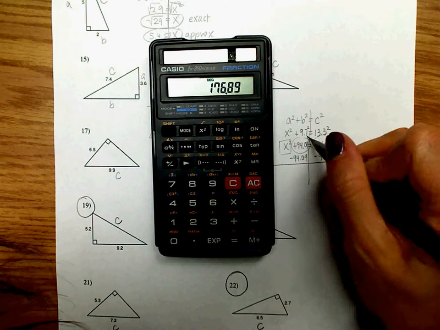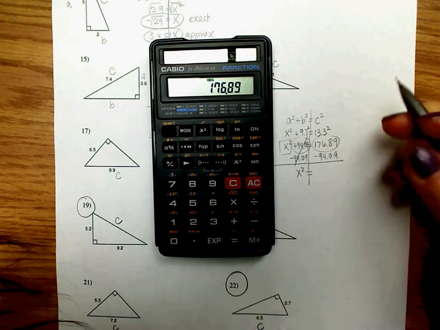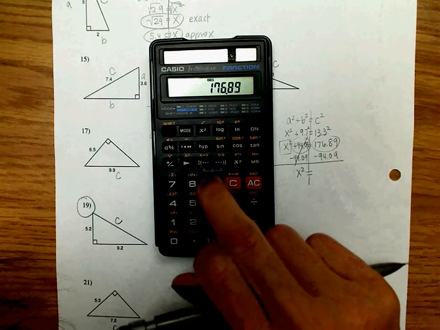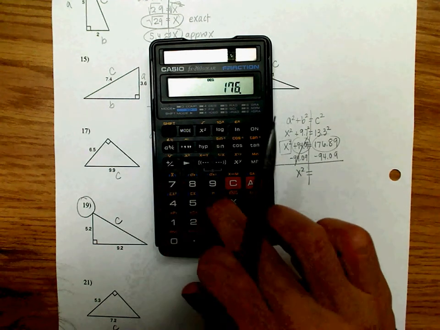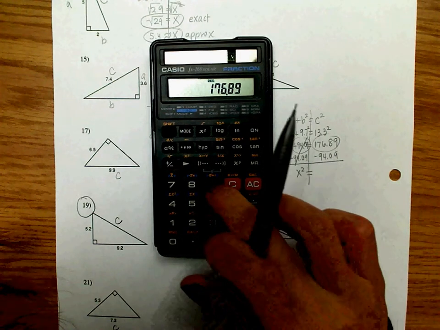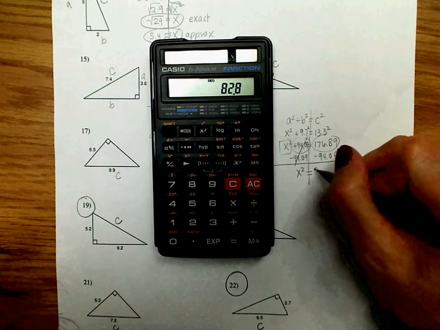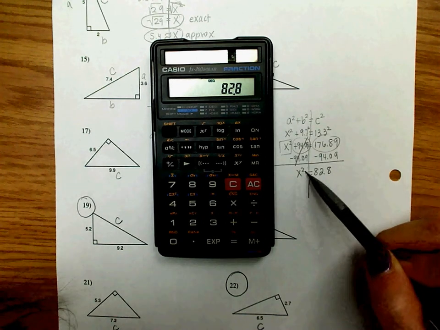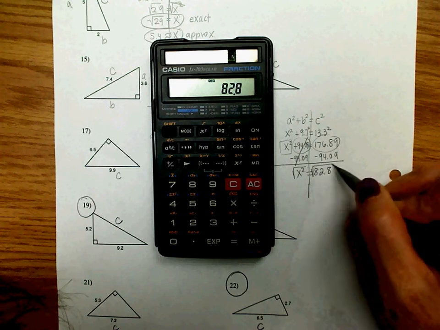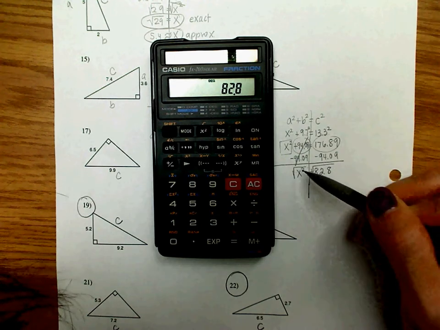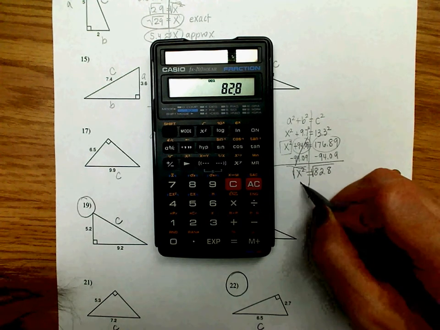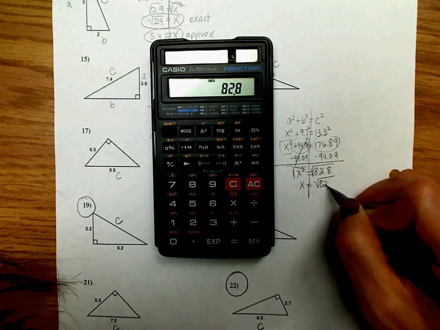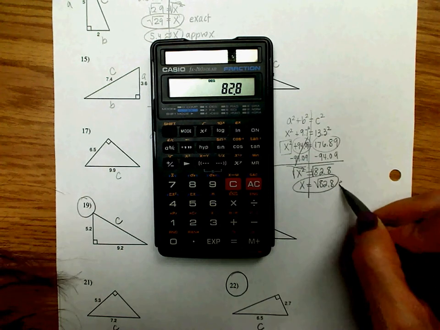So then this cancels out. x squared equals, so you take your 176.89 and you subtract 94.09. Oops, I messed that up. 176.89 minus 94.09, and that's 82.8. Now to get rid of the square, what's the inverse of squaring? You've got to square root it. The square root and the square should cancel out, and then you get x. The square root of 82.8 doesn't simplify, so you can just rewrite it as square root of 82.8, and that is your exact answer.